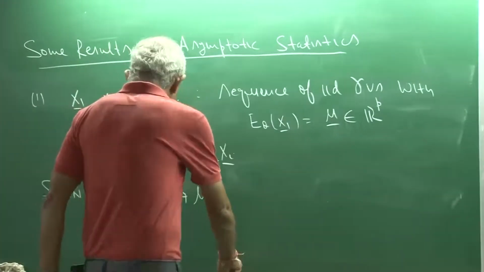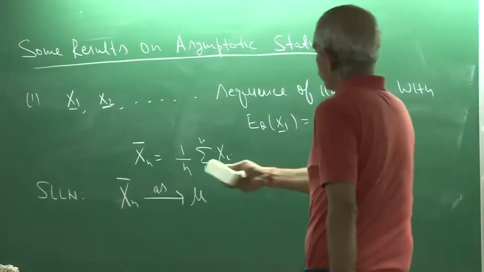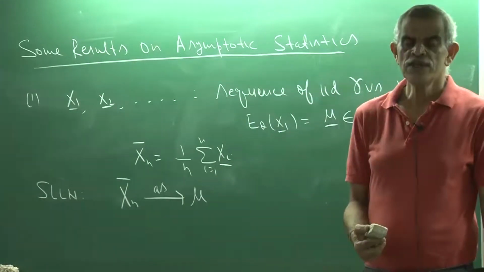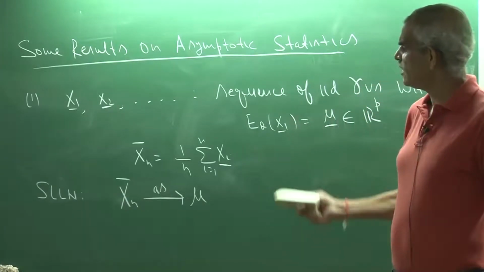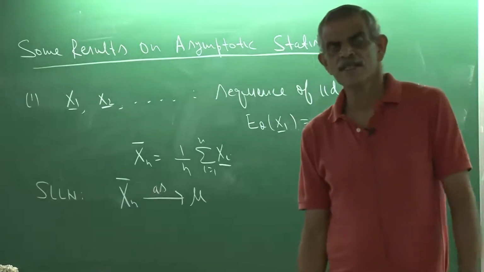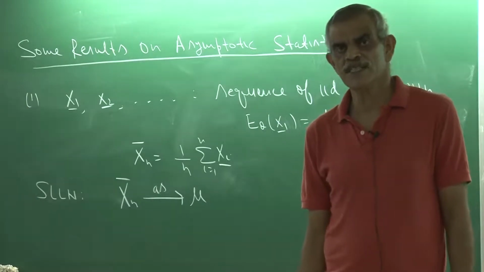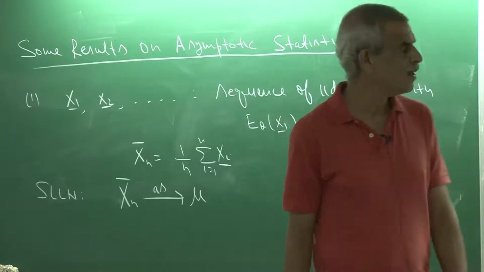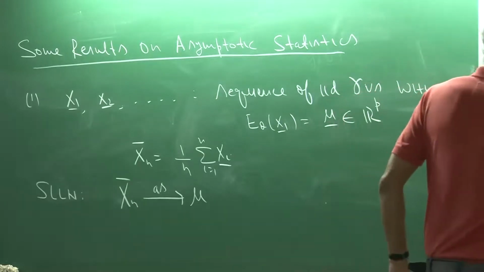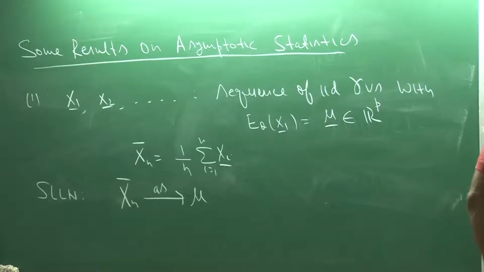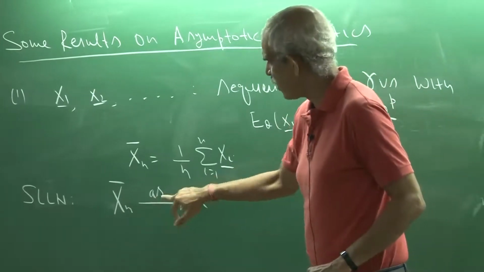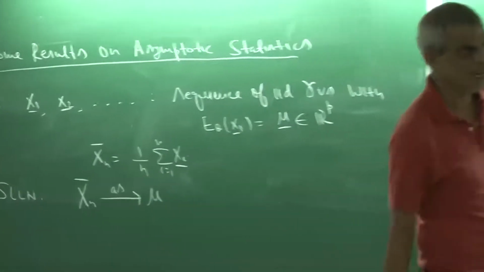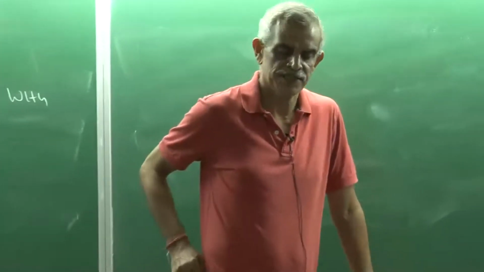Then there is the central limit theorem. Of course, if x bar n goes almost surely to mu, then x bar n goes in probability to mu. In other words, irrespective of what the population is, the sample mean is always consistent for the population mean. Such a result is called the weak law of large numbers, saying that x bar n goes in probability to mu for a sequence of IID random variables.